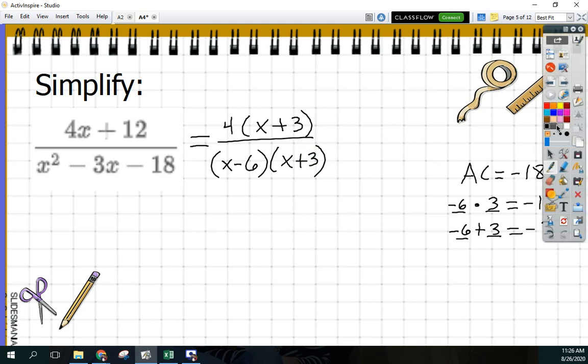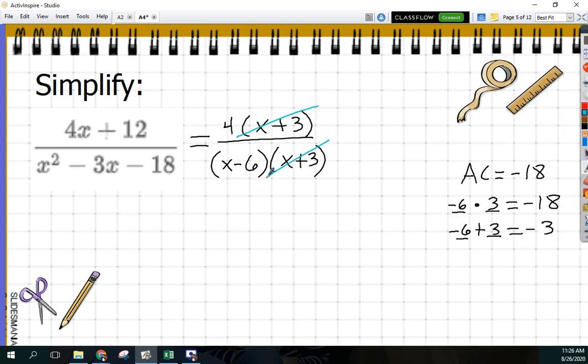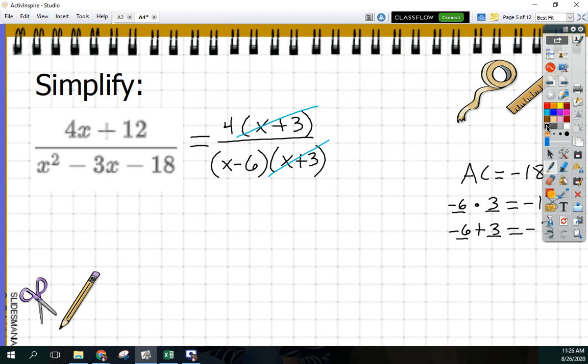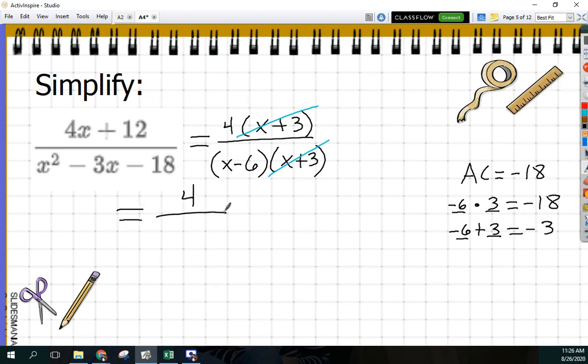So we're going to go in. Hopefully we notice that we have an x plus 3 as a common factor. So we reduce that common factor out. We're left with a 4 in our numerator and an x minus 6 in our denominator.